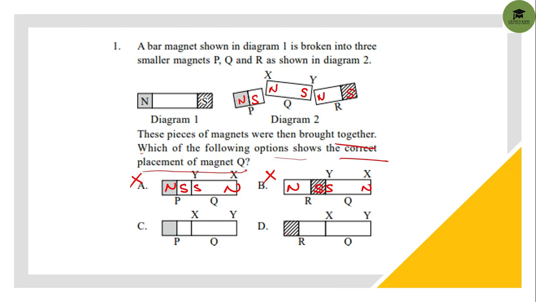If you see in D, this is south, this is north. In X, this is north and this is south. Again, north and north will repel each other, so this is also not the correct option. Now let's see C. This is north, this is south, and in X it is north and it is south. So south and north can be placed together in this way, P and Q. So C is your correct option.